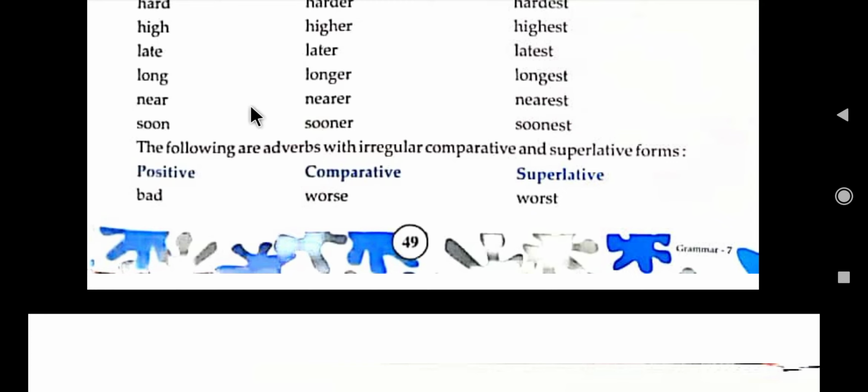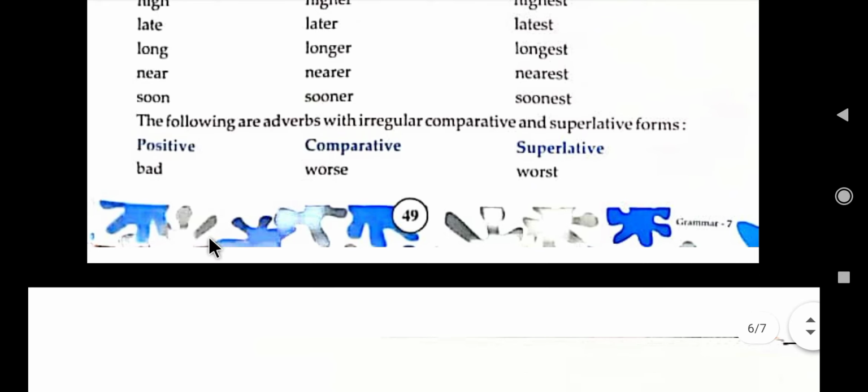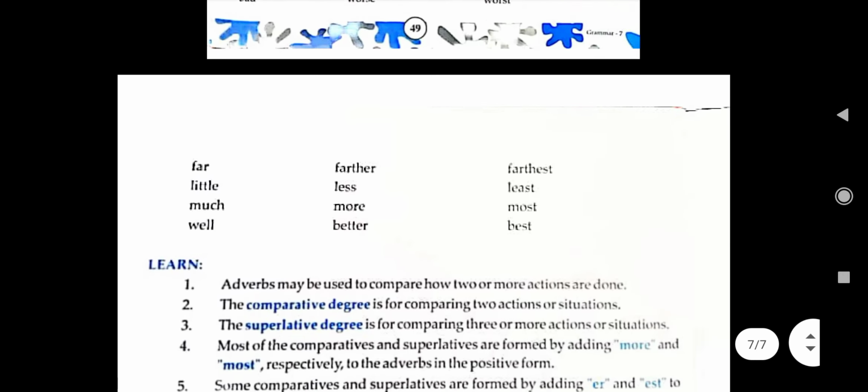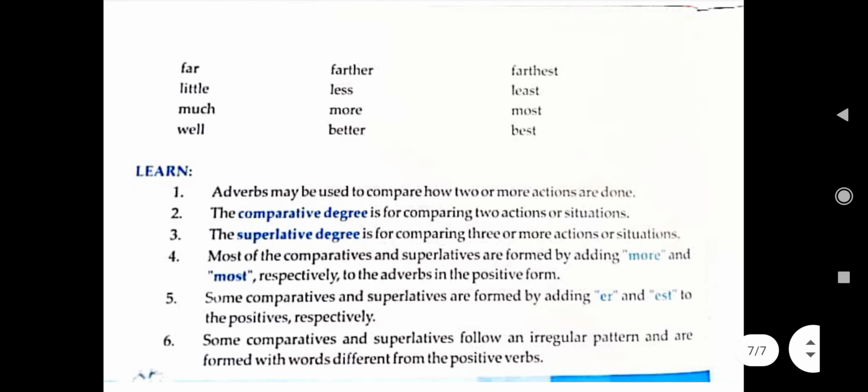Next one: the following are adverbs with irregular comparative and superlative forms. So there are a few words that don't follow the above two rules. That is bad, worse, worst. We never say bad, more bad, most bad. No, that is pretty wrong. And we never say bad, badder, baddest. No, that is again wrong. So these are irregular words that have a different form of comparative and superlative degrees. And there are other examples. Far, farther, farthest. Little, less, least. Much, more, most. Well, better, best.